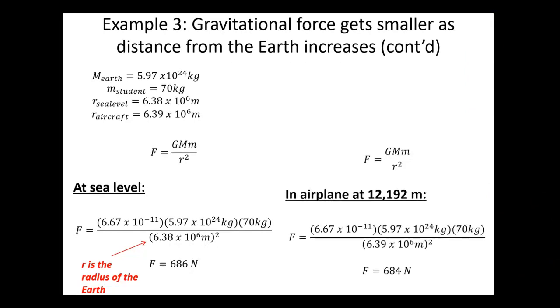we see that the force changes just a little bit. Because the r is now the radius of the Earth plus the altitude, we are dividing by the square of a larger number, and that means that the gravitational force is smaller. Now, these two numbers are not dramatically different. One is 686 newtons, one is 684, but they're just starting to move away from the center of the Earth.